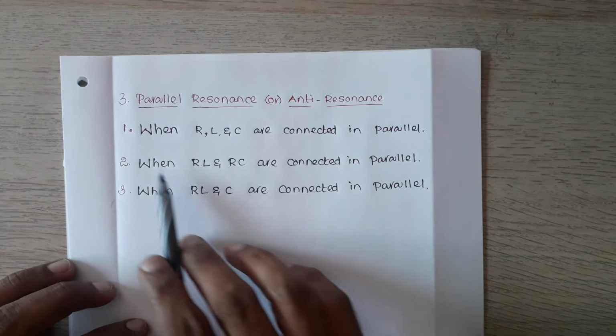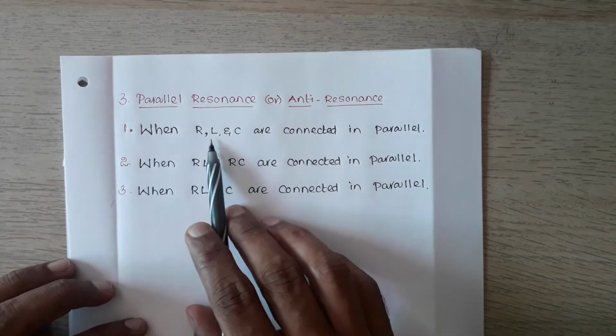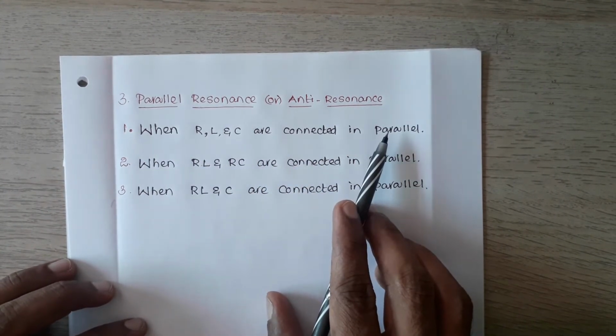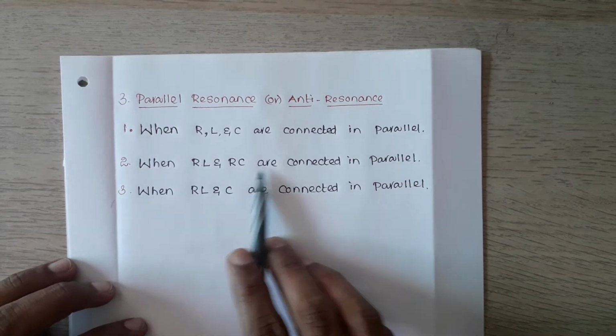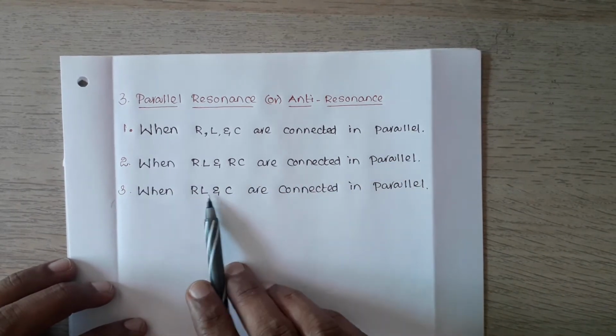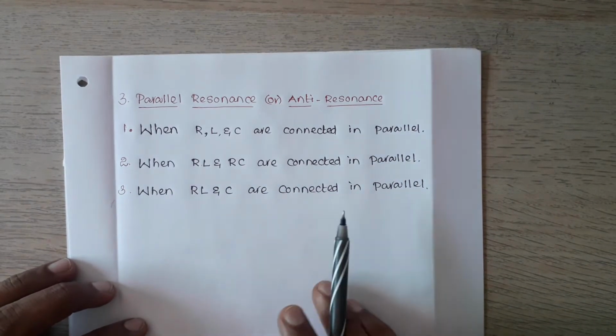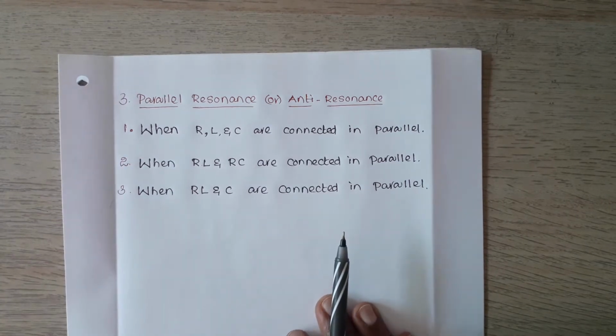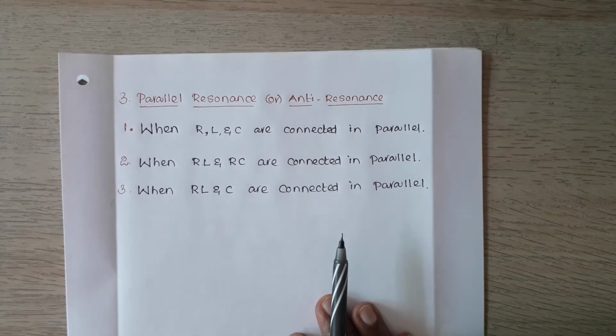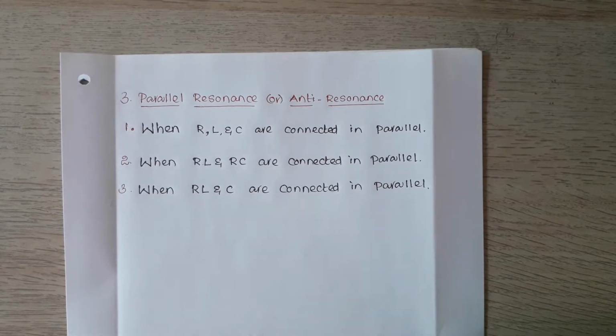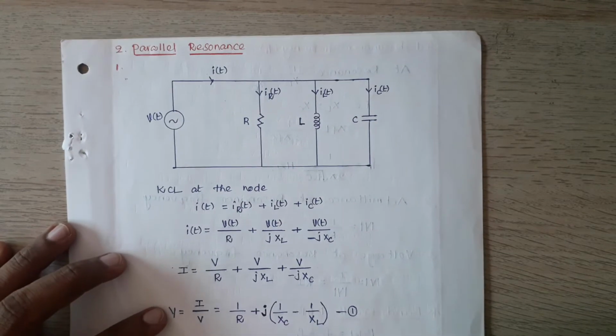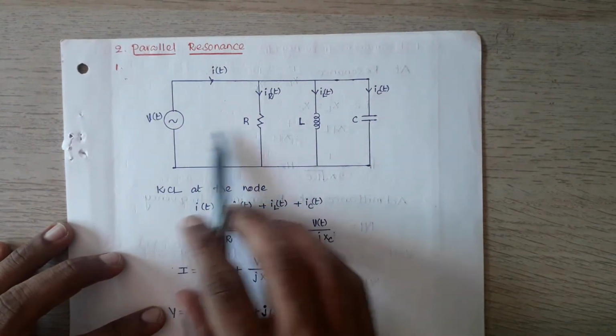There are three cases under parallel resonance: when R, L and C are connected in parallel, when R and C are connected in parallel, and when RL and C are connected in parallel. We see them one by one. The first one is when RL and C are connected in parallel. We see that first.